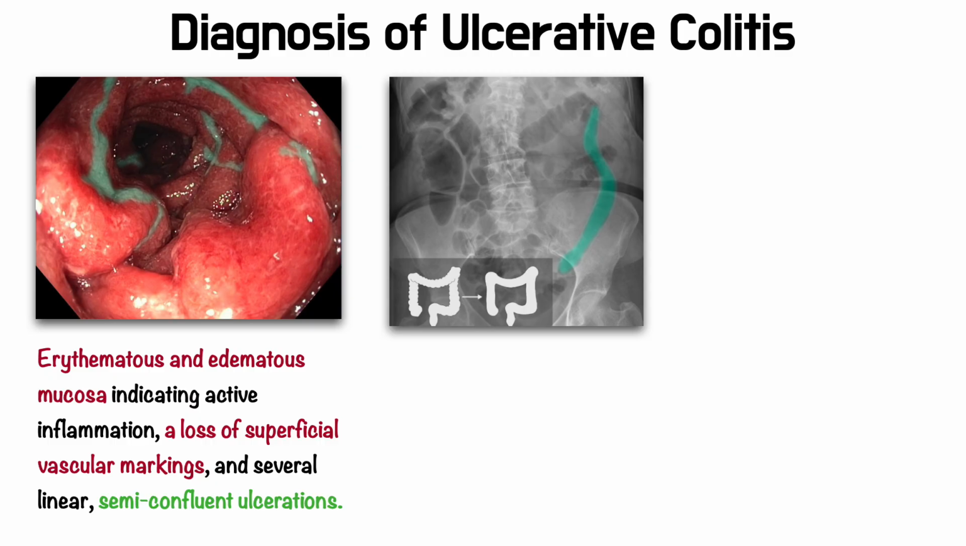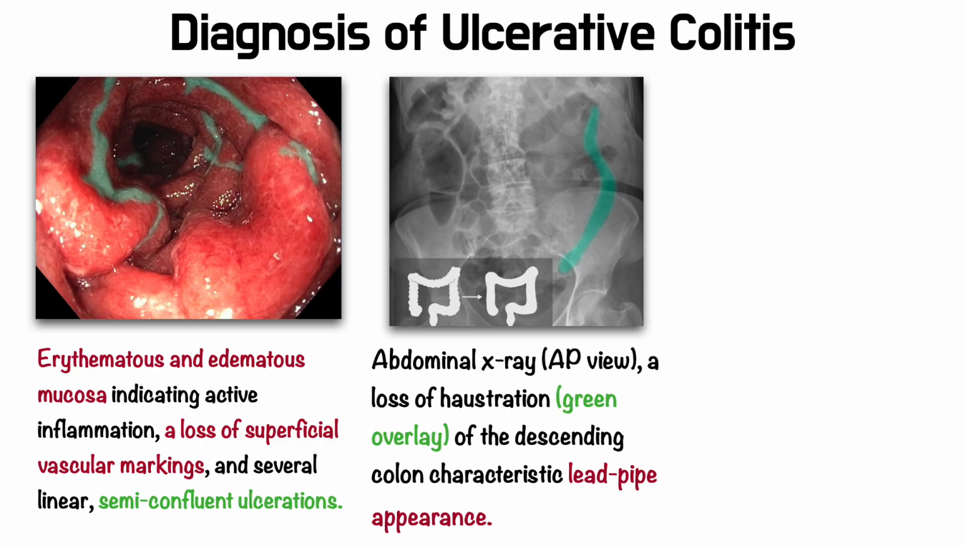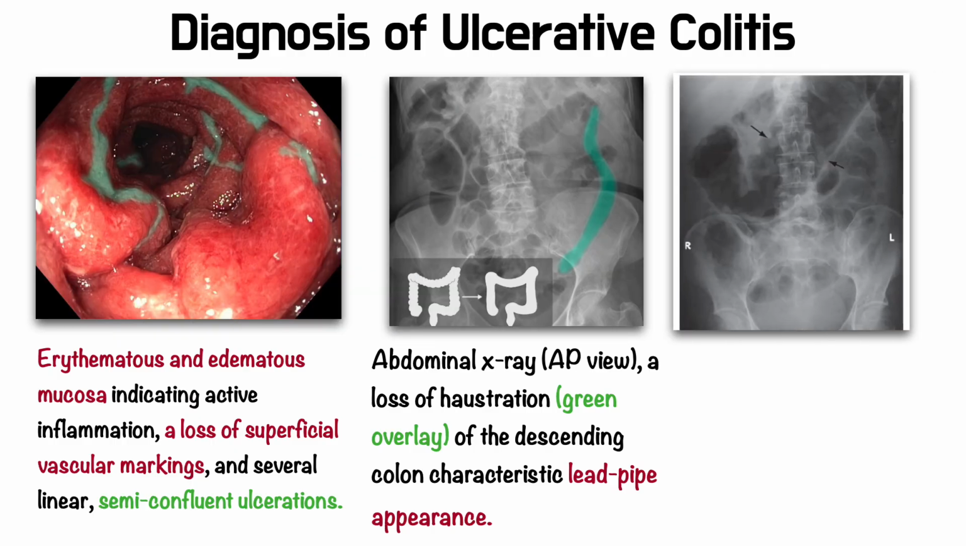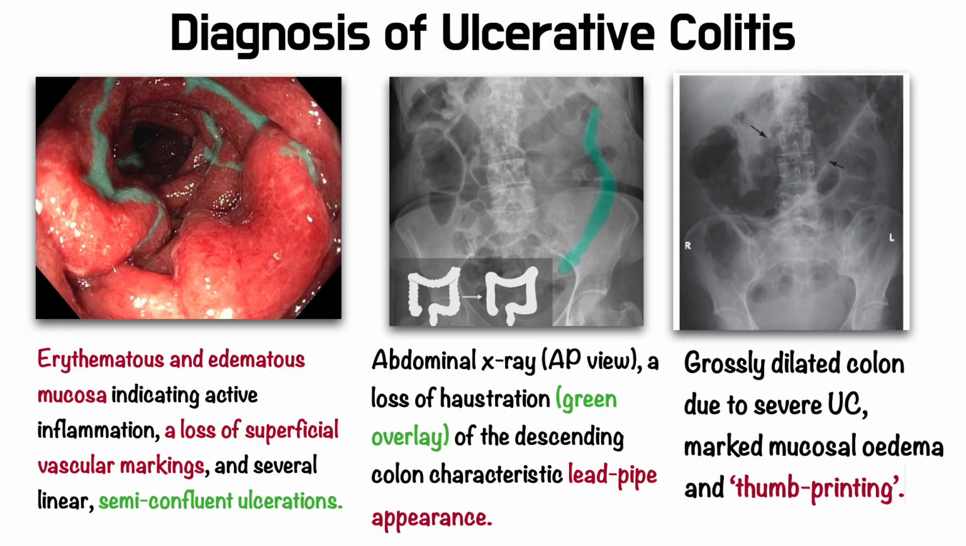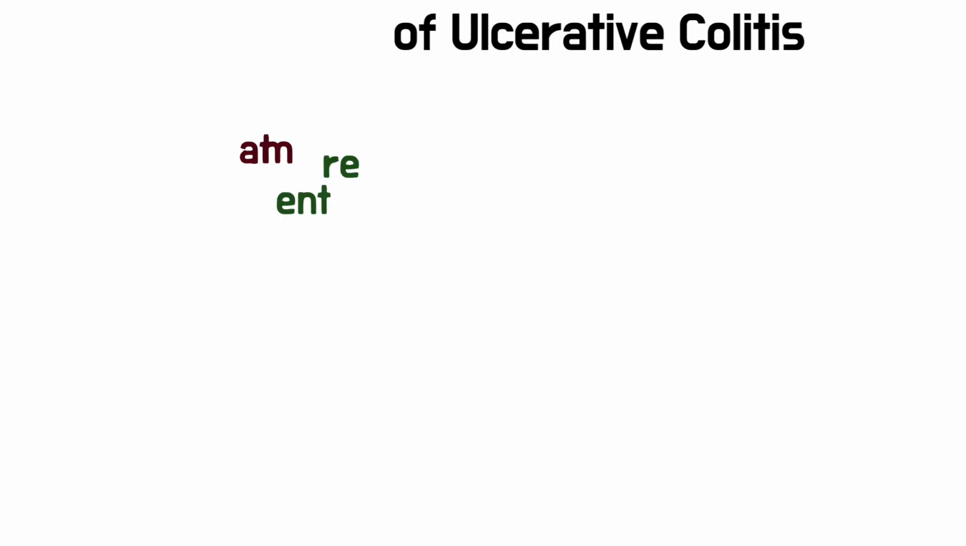And this is the abdominal X-ray finding actually, and this is in AP view. So there is loss of haustration. You can see the green overlay here too. So there is loss of haustration of the descending colon, and that will lead to the lead pipe appearance. So lead pipe appearance is a classic feature of ulcerative colitis. You cannot forget that. The other one here is thumb printing on the abdominal X-ray, grossly dilated colon due to severe UC, that is ulcerative colitis, marked mucosal edema, and thumb printing, right?